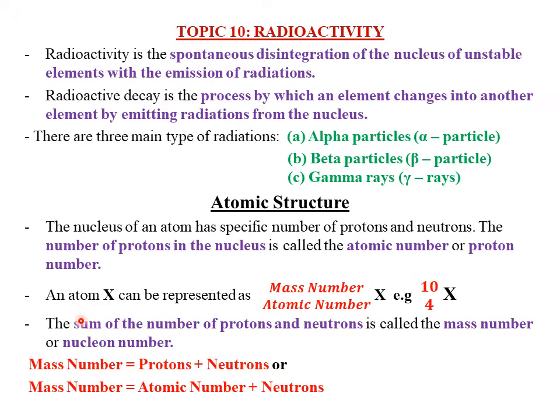It is also important to note that the sum of the number of protons and neutrons is called the mass number, or the nucleon number. Therefore, mathematically, we can say that the mass number of an atom is equal to the sum of the number of protons within that atom and the neutrons.